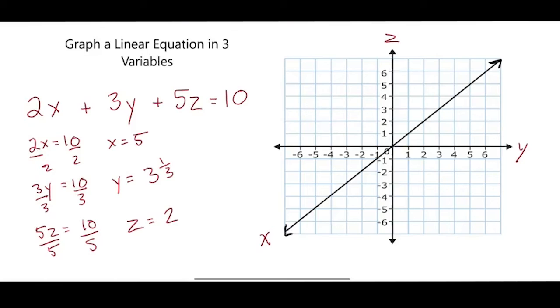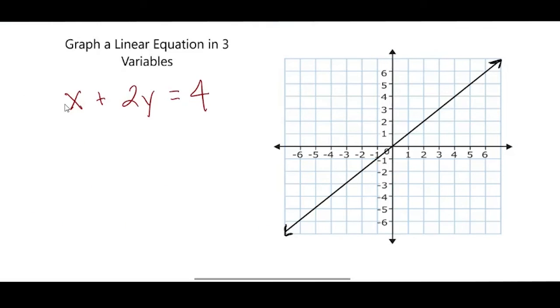So I go to my x-axis, positive 5, 1, 2, 3, 4, 5, and I make a dot right there. I go to my y-axis, and I go to 3 and 1/3, make a dot right there. And then I go to my z-axis, and I make a dot right there. Now I get a straight edge and I connect all three of my dots. I make a triangle and I fill it in. And that's how you graph a linear equation in three variables.